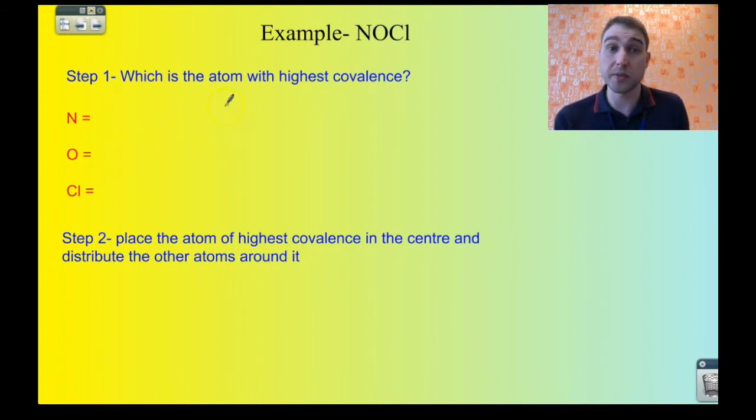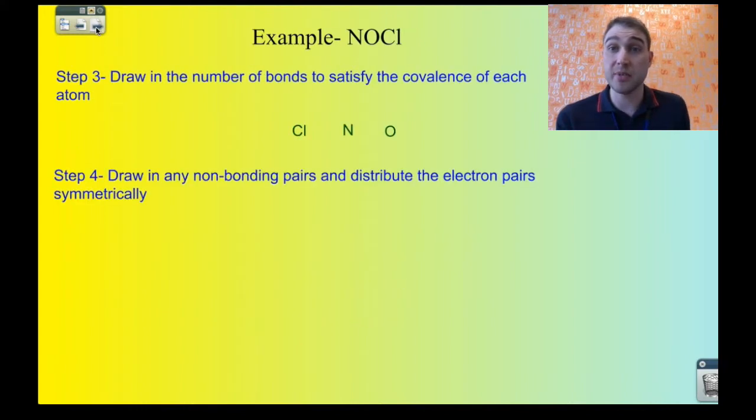So the first thing we need to do is figure out the covalence. So nitrogen wants 3 bonds, oxygen wants 2 bonds, chlorine wants 1 bond. So there we go. Place the atom of highest covalence in the center, so that's going to be our nitrogen, and distribute the other atoms around it. Cl on this side and the O on that side, so now it's symmetrical. Next step, draw on the number of bonds to satisfy the covalence of each atom. So chlorine wants 1 bond, oxygen wants 2 bonds, nitrogen wants 3, so there we go.